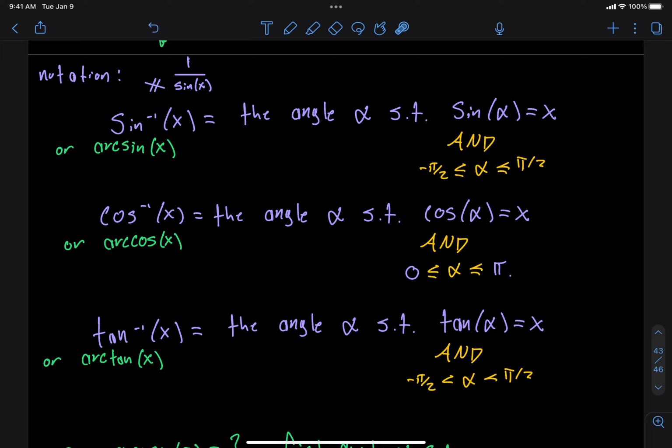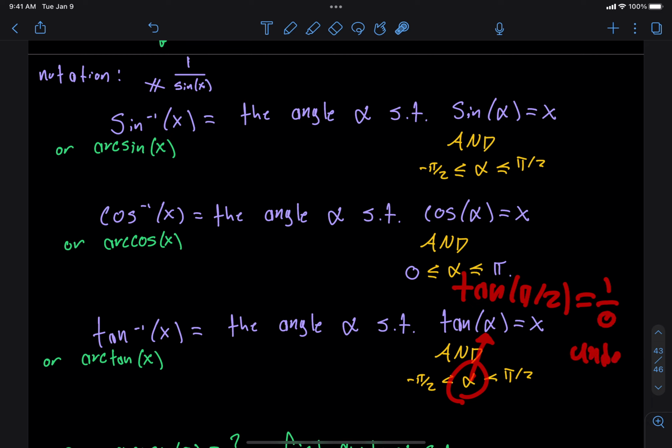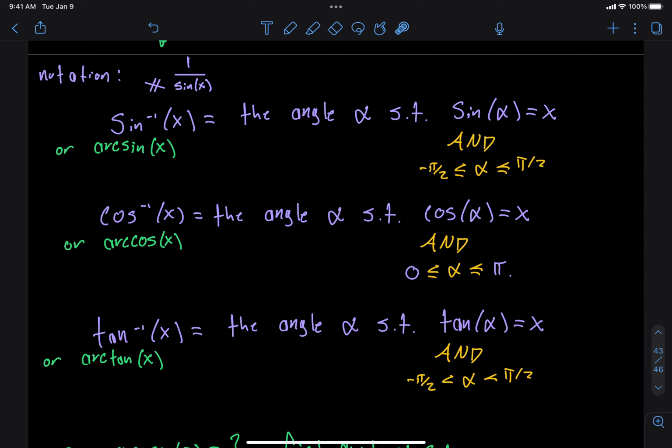Okay, and we have this additional requirement that alpha needs to be between negative pi over 2 and pi over 2, inclusive. For cosine, alpha should be between 0 and pi, and for tangent, alpha should be between negative pi over 2 and pi over 2, exclusive. We exclude pi over 2 because alpha cannot be pi over 2. Why? Because if it was, it would be plugged into the tangent function, and tangent of pi over 2 is undefined. Okay, so alpha can never be pi over 2 because we cannot plug that into the tangent function.